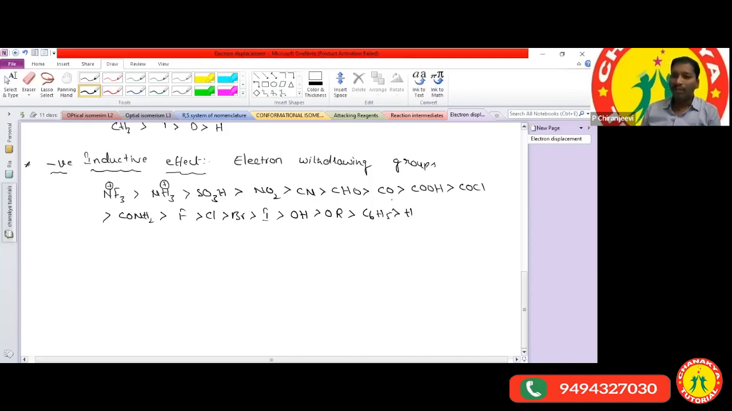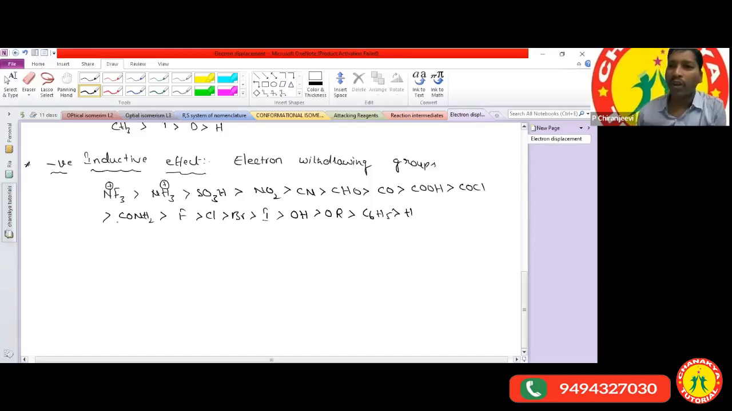What is meant by electron withdrawing groups? Whenever you attach this molecule to the substrate molecule or reactant, it decreases the electron density. The group which decreases the electron density on a particular atom is called an electron withdrawing group.